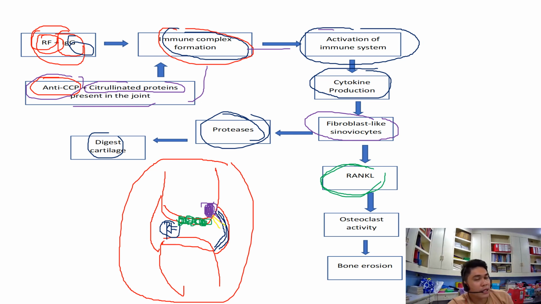And the fibroblast-like synoviocytes produce proteases that digest cartilage and RANKL that promotes osteoclast activity, thus resulting in bone erosion. Okay. Another point regarding fibroblast-like synoviocytes: they usually travel from one joint to the other. So for example, if there is rheumatoid arthritis in the right hand, the fibroblast-like synoviocytes tend to travel to the left hand. Okay, so the joints in the left hand.